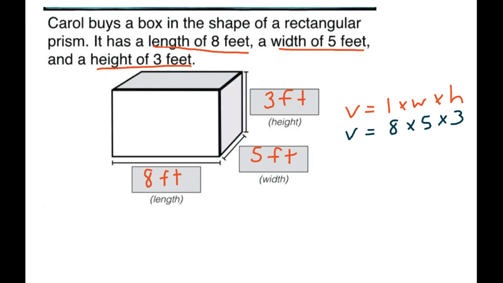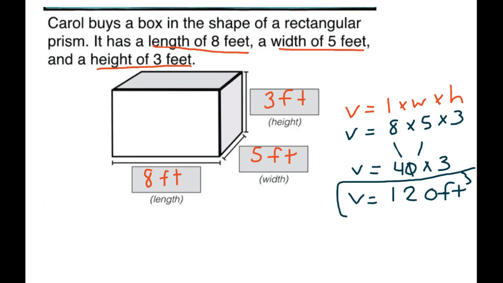Alright, 8 times 5, we know 8 times 5 is equal to 40. And then we can calculate 40 times 3. We know there's 1 power of 10 there, and then 4 times 3 is 12. So the volume is equal to 120 cubic feet, right? So that is the volume of Carol's box.